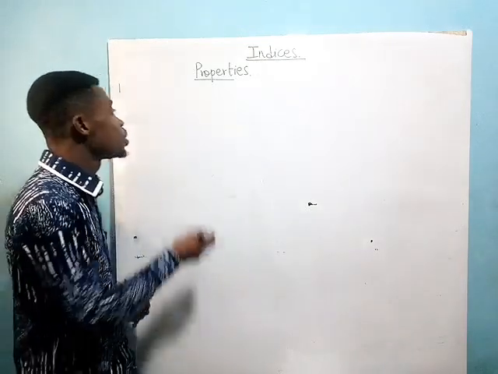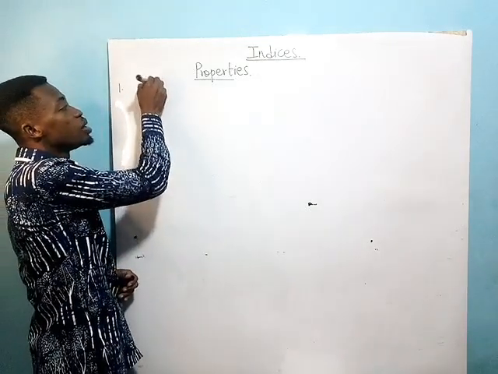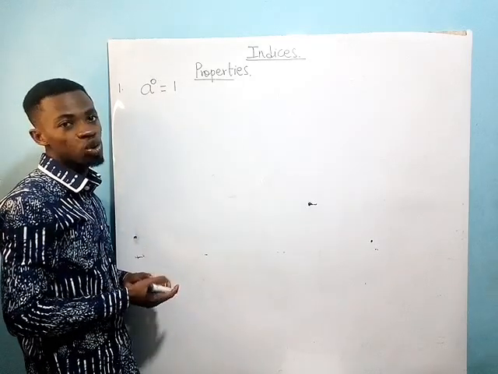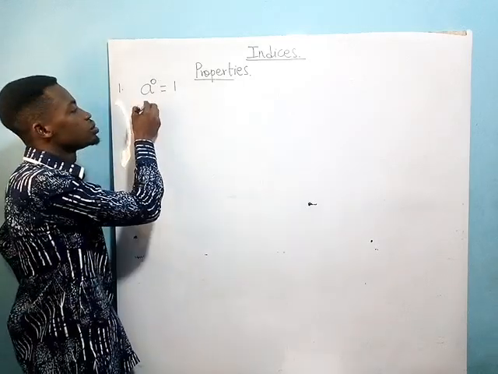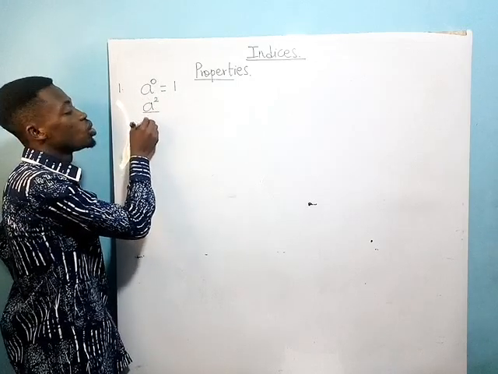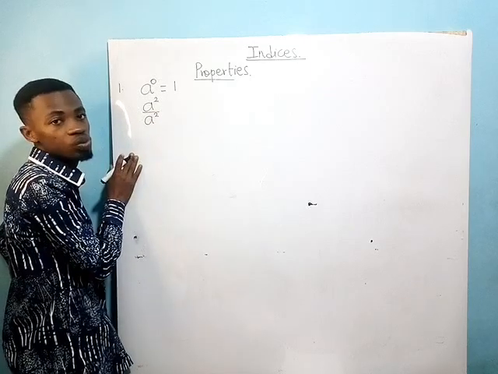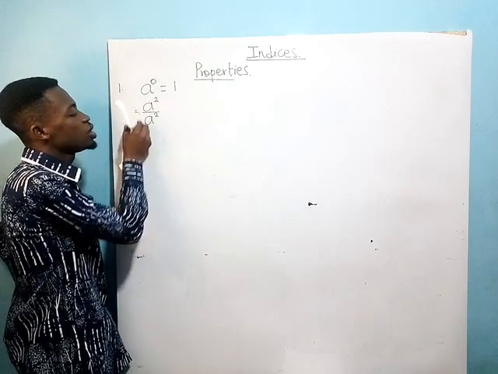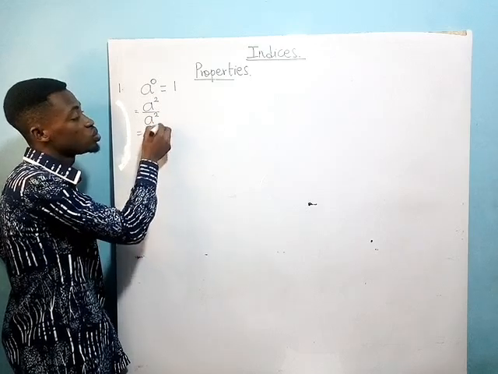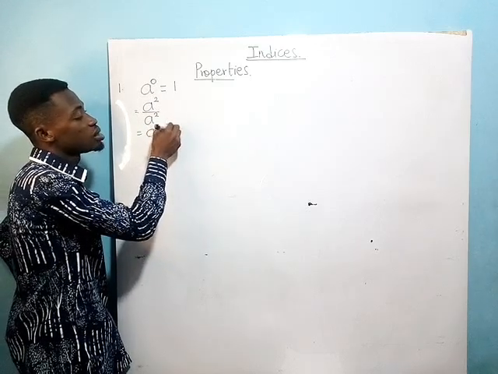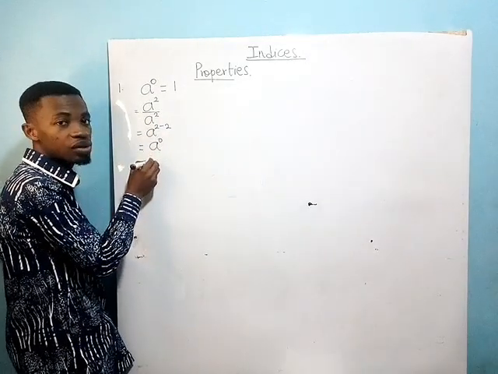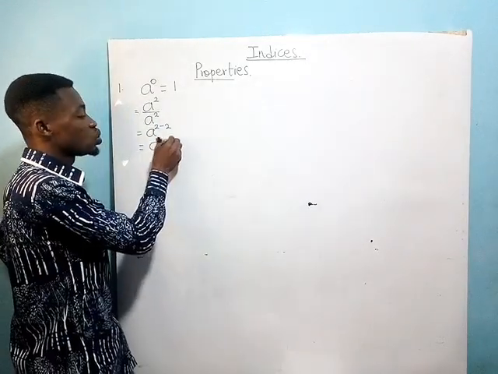So let's take our first property. A to the power 0 is equal to 1. Why is it so? Let's take this. We have a to the power 2 over a to the power 2. Now, a to the power 2 over a to the power 2 can be written as a to the power 2, subtracting the other 2 here, which is going to give us a to the power 0. And we are told that this is equal to 1.